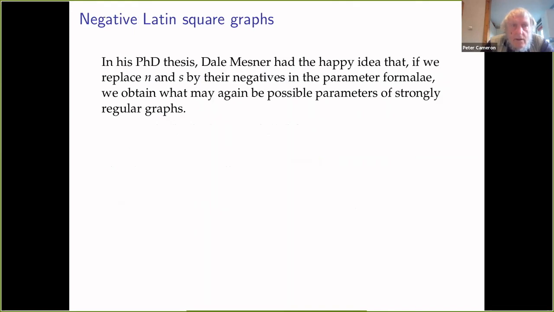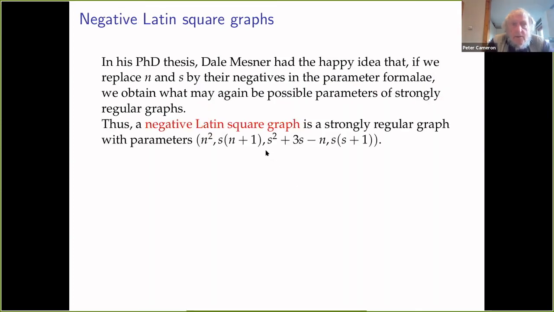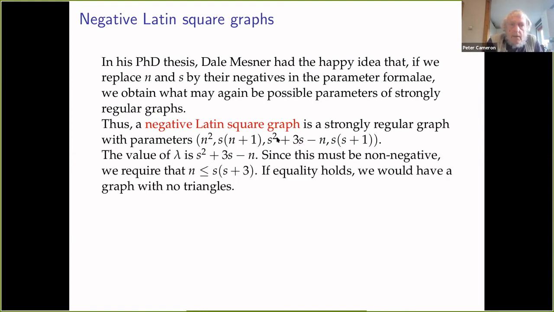Now, Dale Mesner wrote his PhD thesis in 1956, and he had the lovely idea that if you take these formulae and you replace n by minus n and s by minus s, you'll get some numbers which look like the parameters of a strongly regular graph. So he called that a negative Latin square graph, because we've simply taken the parameters and replaced n and s by their negatives. So these are the parameters of a negative Latin square graph. We don't know any connection with Latin squares anymore. We don't ask that. We just ask that the parameters look like that. And if you look at the value of lambda, you see it's s squared plus 3s minus n.